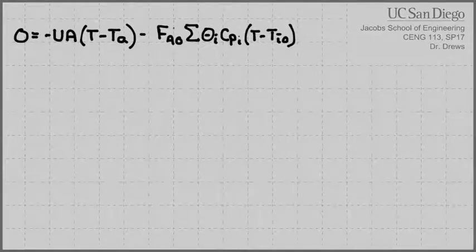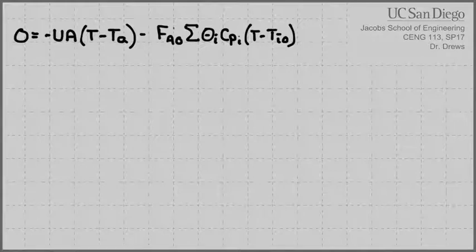Actually, I had a good question in office hours today. Can I take this T minus Ti naught out of that sum? It depends on whether or not everything has the same inlet temperature, the same Ti naught parameter. If everything's coming in a single stream, then they've all got the same inlet temperature, and you can move that out such that the sum just looks like the sum of theta i Cpi. We write it this way generally because we have multiple inlets going to our system, so this takes care of multiple inlets.